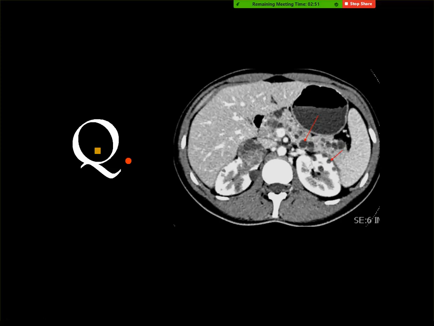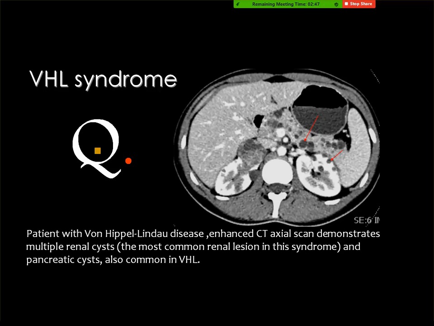Von Hippel-Lindau. Yes, very good. And this is von Hippel-Lindau syndrome because of multiple cysts in the kidneys, mass in the right kidney, and cysts of the pancreas. One of the good policies is when you see extensive cystic lesions in the pancreas, you think of von Hippel-Lindau and you look for other stigmata in the kidney, in the liver, or elsewhere, because simple cysts of the pancreas are not common.